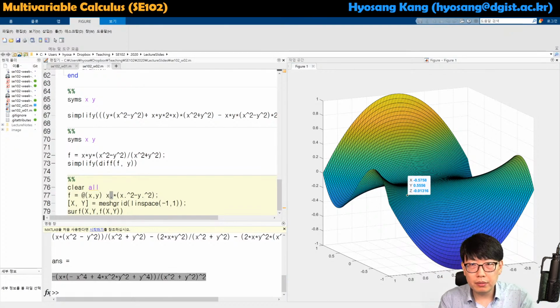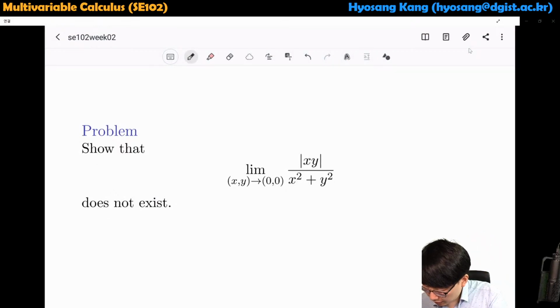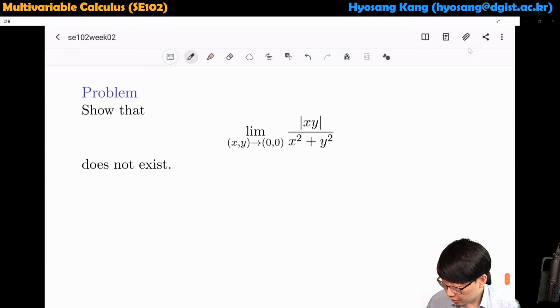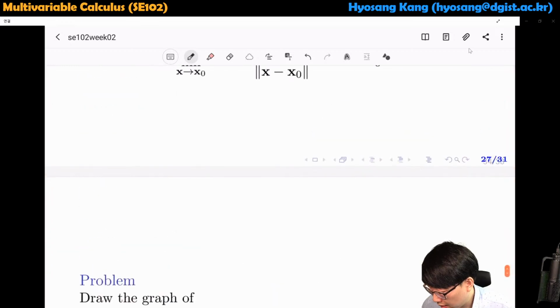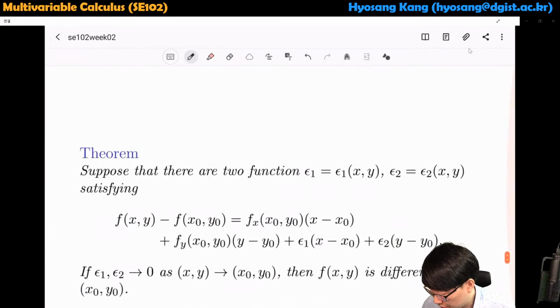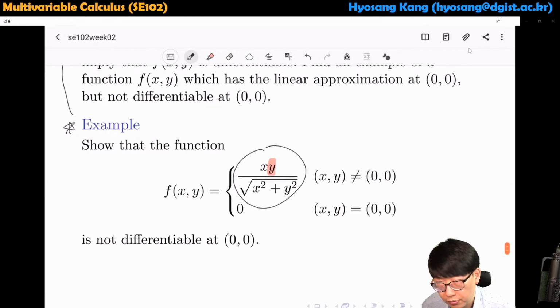So you can do the second problem yourself, and let's look at this one. Show that the limit doesn't exist. If you want to prove that the limit doesn't exist, you can find special paths, at least 2 paths, such that your function doesn't converge to the same values. In this case, it's almost the same thing as we did in the previous example, right?